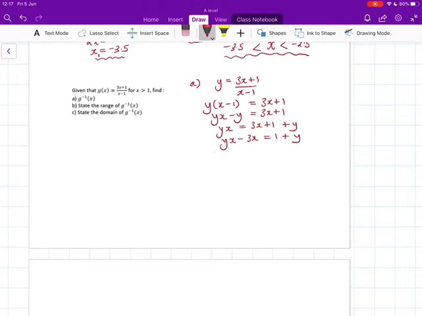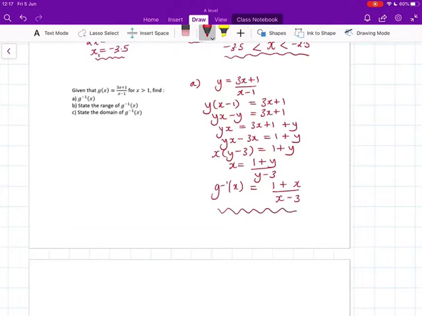So now I've got all the terms containing x on one side. Because there's more than one, we then will factorise and then divide both sides by the y minus 3. So that means we've now made x the subject. So for our inverse function, we then interchange the x and y. So it will be 1 plus x over x minus 3. So that's our inverse function.